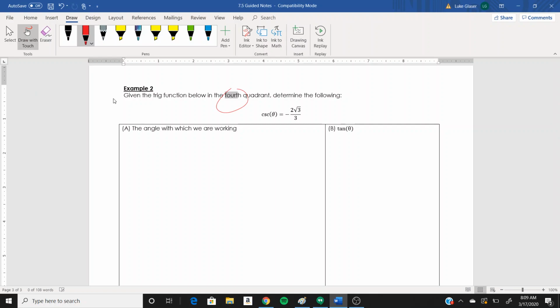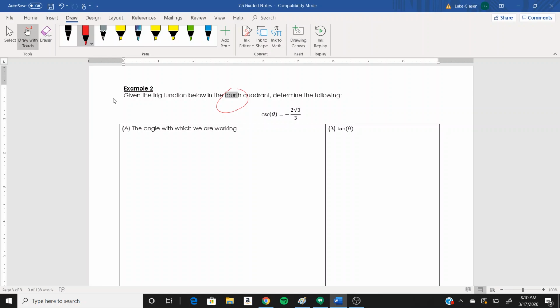In the 4th quadrant, determine the following. It says cosecant of theta, some angle, equals -2 root 3 divided by 3. The first thing I'm going to do is find which angle we're working with.